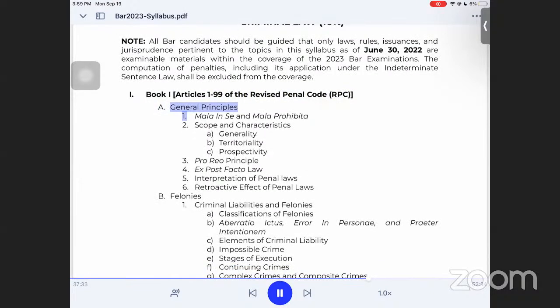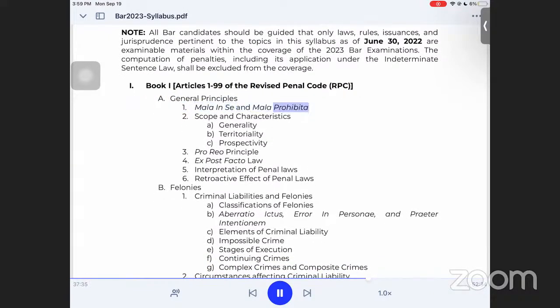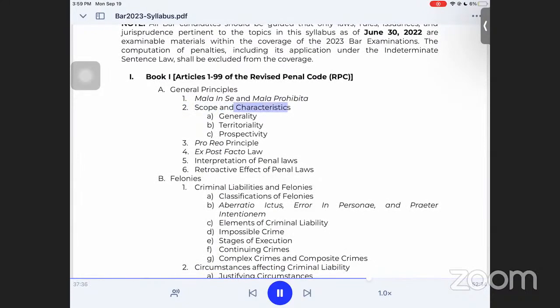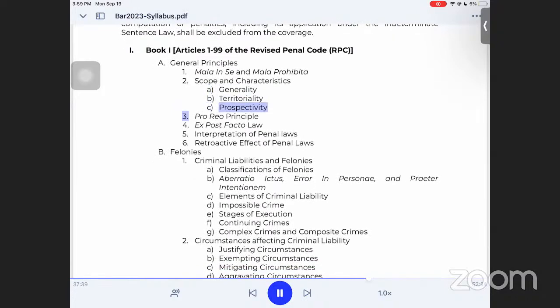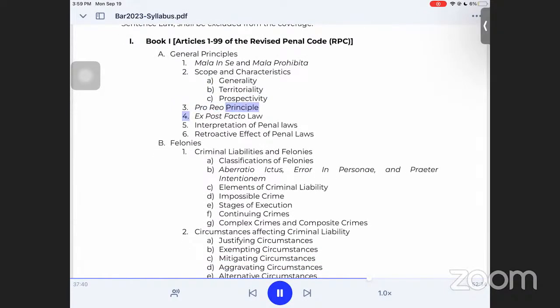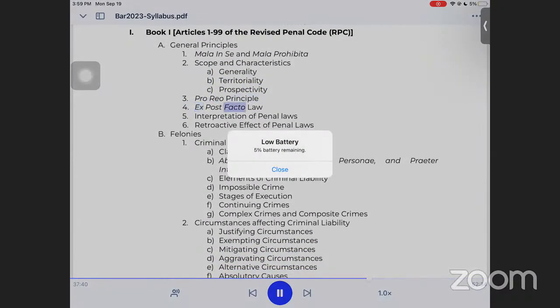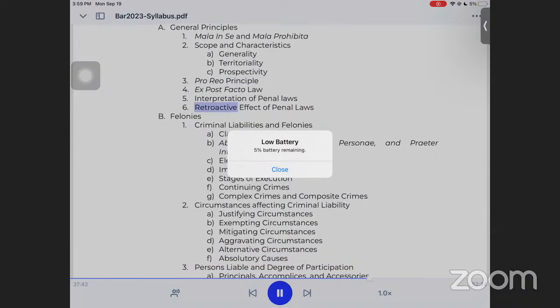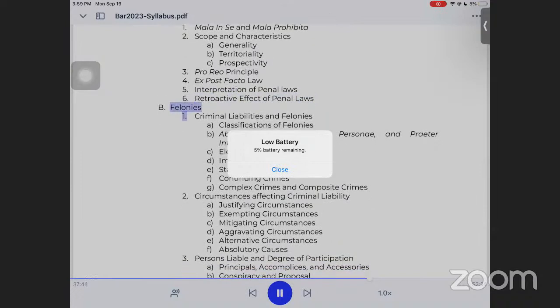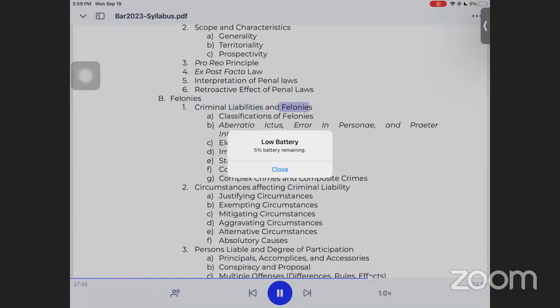A. General Principles. 1. Mala in se and mala prohibita. 2. Scope and characteristics. A. Generality. B. Territoriality. C. Prospectivity. 3. Pro reo principle. 4. Ex post facto law. 5. Interpretation of penal laws. 6. Retroactive effect of penal laws. B. Felonies. 1. Criminal liabilities and felonies.